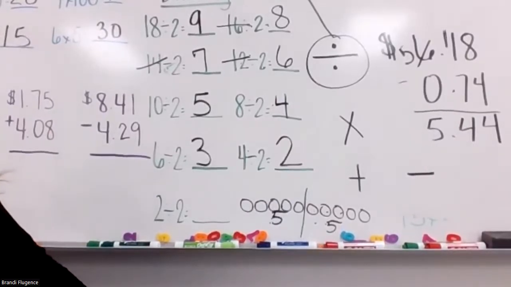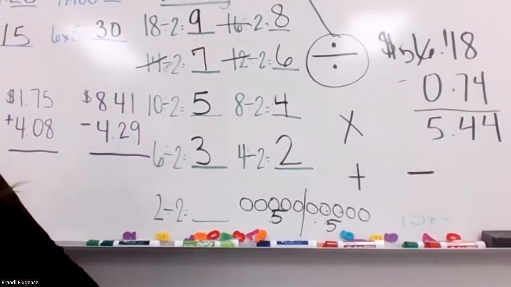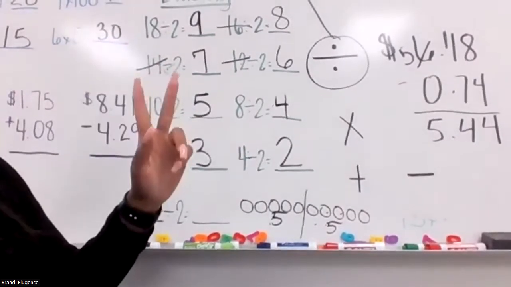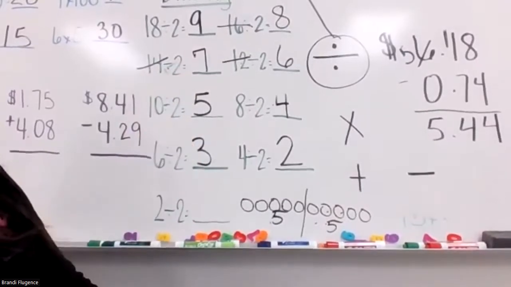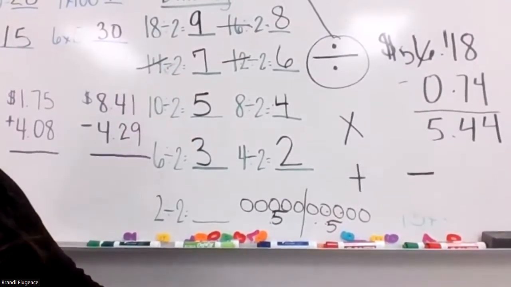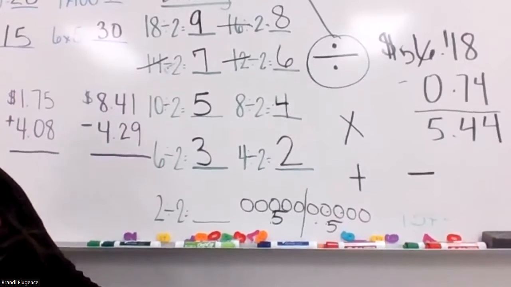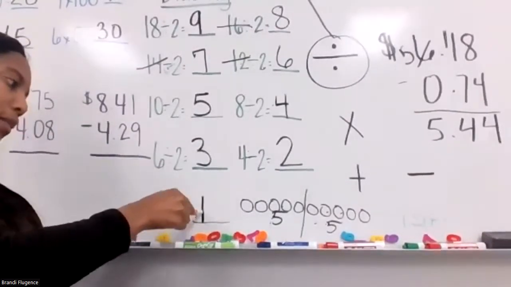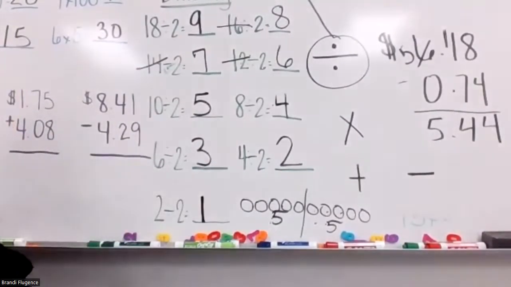Oh, this one. You count backwards. It's 2 divided by 2. I have only 2 and I split it down the middle. How many would I have on each side? 2 divided by 2 would be 1, because 1 times 2 is 2. So 2 divided by 2 is 1.